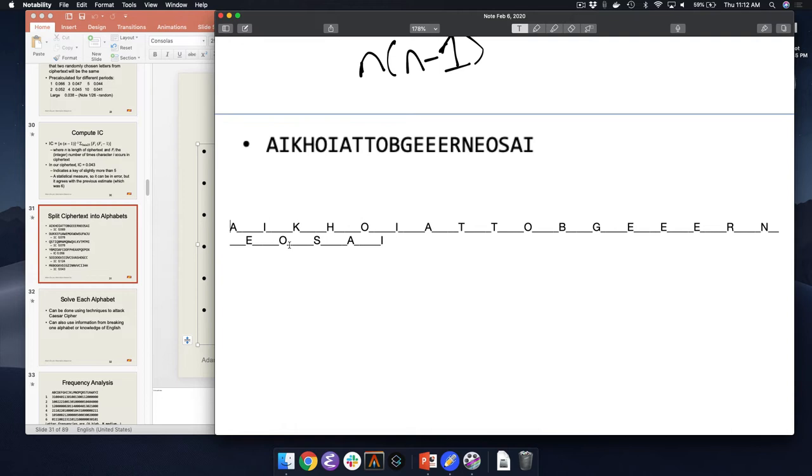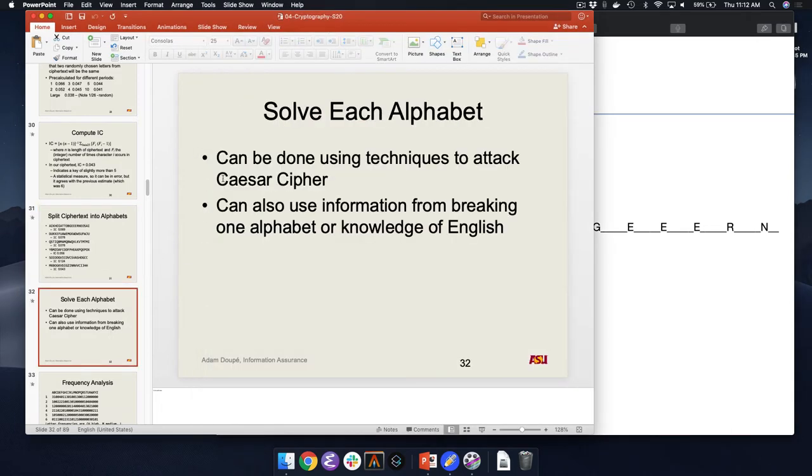I can find things like "the," and that would help me break the next alphabet, and I could try that shift. But I may be wrong, so I may have to go back. It's just like puzzles, Sudoku and stuff, right? You sometimes have to guess what is in a specific box, and then you see if that leads you to a contradiction, then you go back and change that, and hopefully you did it in pencil and not pen. Cool.